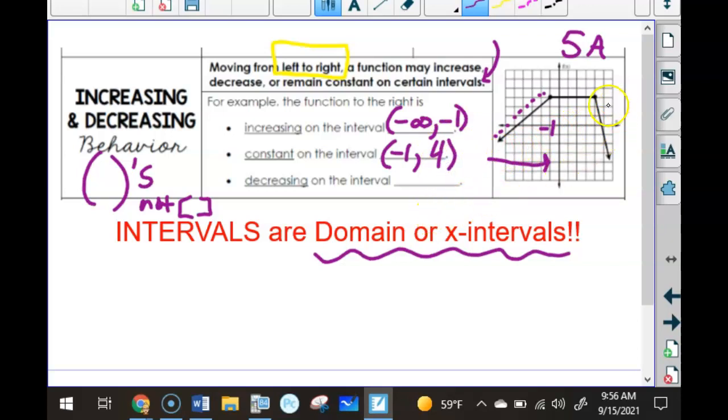And then what is it doing? If you were tracing along, you'd be going down, okay, or decreasing, and that would happen from the x value of 4 all the way to the right to infinity. Does this seem pretty easy? Is the graph going up or down? That's all it's asking, or staying constant. And you have to give me the x's where it changes from one to the next.